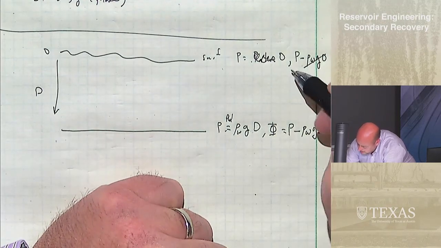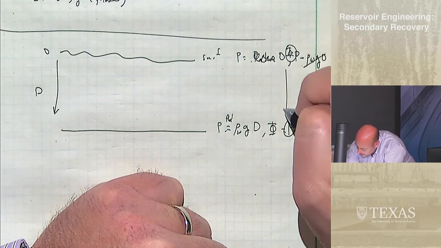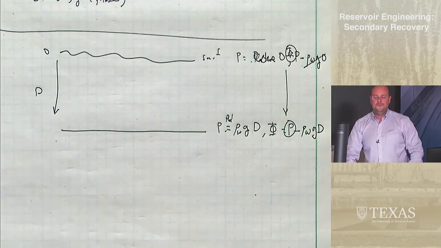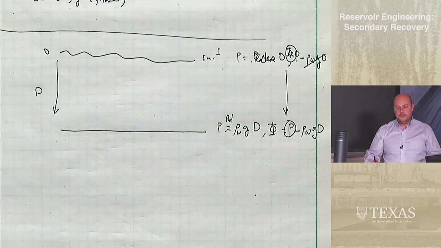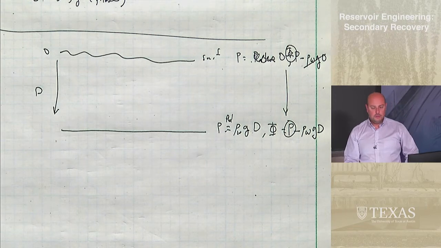So this potential is going to equal that potential, and the potential is going to be the same everywhere else. So all the potential really does is subtract out the effect of gravity. So under static conditions, when nothing's moving, all the potentials are going to be the same.